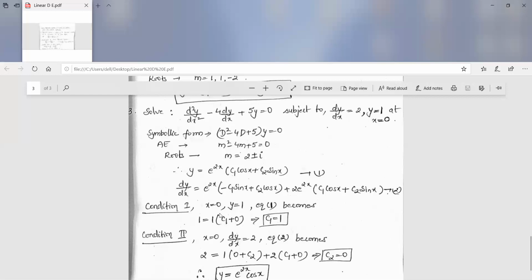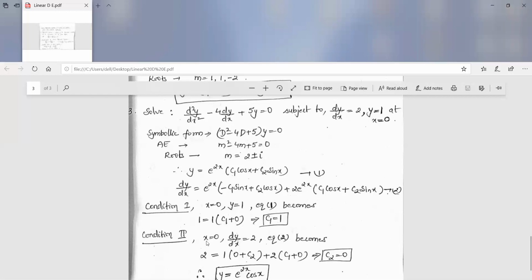Condition number 1, y = 1 at x = 0. Placing these values in equation number 1, the left hand side will become 1. e^0 is equal to 1, then cos 0 is 1, so we'll get only c1, plus sin 0 is 0. Solving this equation, we'll get constant c1 equal to 1.